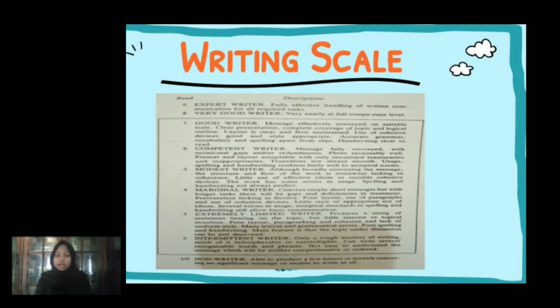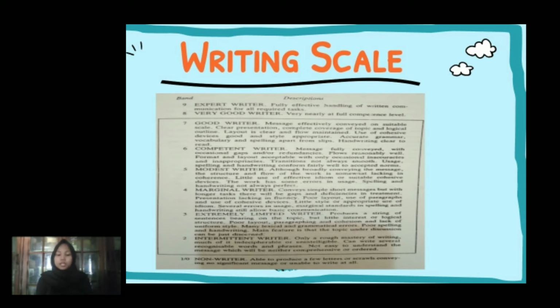Level 3, extremely limited writers. Produce a string of sentences bearing on the topic, but little interest or logical structure. Poor layout, paragraphing and cohesion and lack of uniform style. Many lexical and grammatical errors, poor spelling and handwriting. Main feature is the topic under discussion can be just discerned.